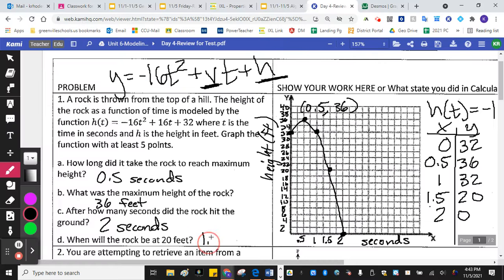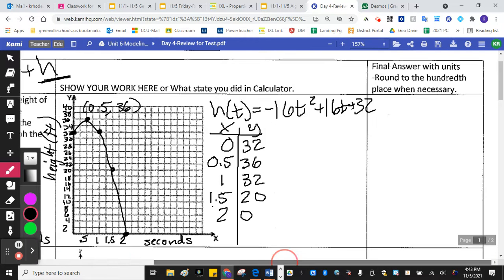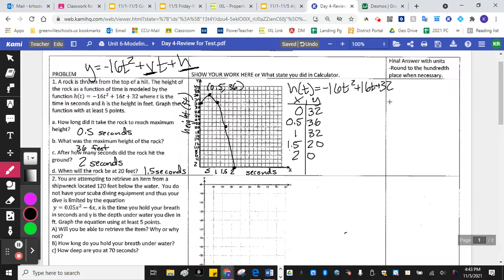So 1.5 seconds. Everyone's like, what's this box for? This is where I'm supposed to put my answers. But I didn't see many people do that. So A was 0.5 seconds. And it says show your work or state what you do on the calculator. Your graph is your work on this one.